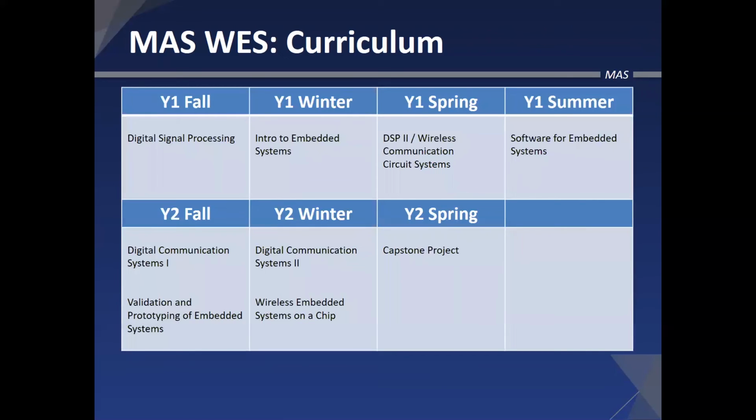So how does this look on an academic calendar? As a reminder, the classes across the top in the first year are on Saturday only. In the second year, they're on Friday and Saturday. We start with digital signal processing, and then we build through the first year more about the embedded systems and the wireless. In the second year, we start getting into the validation and prototyping of these systems, which then rolls into the capstone project.